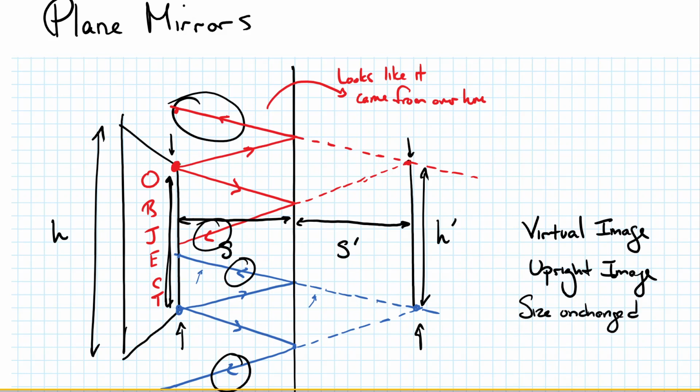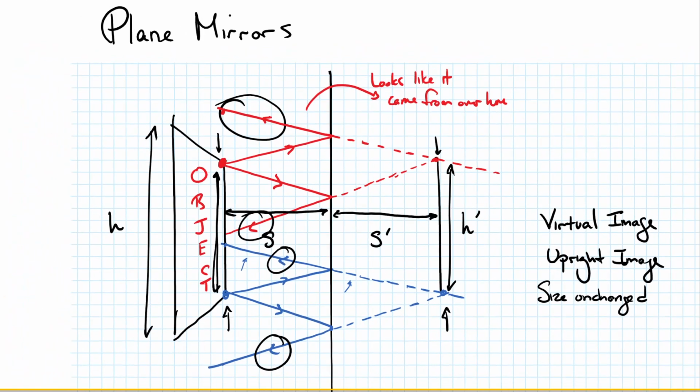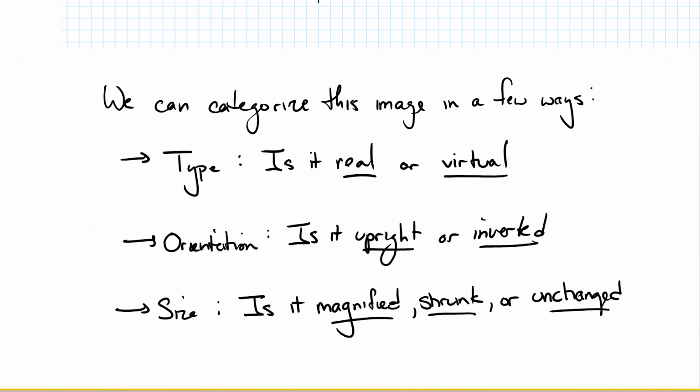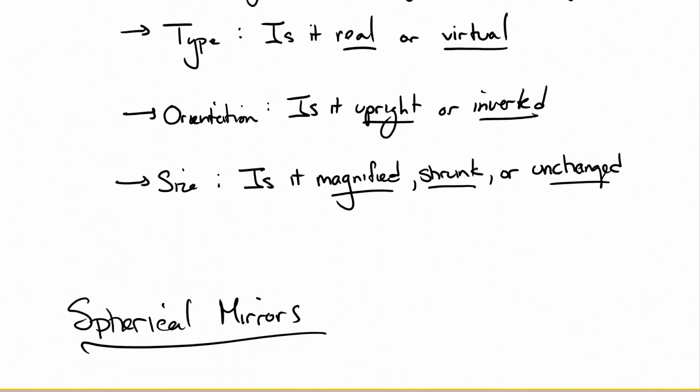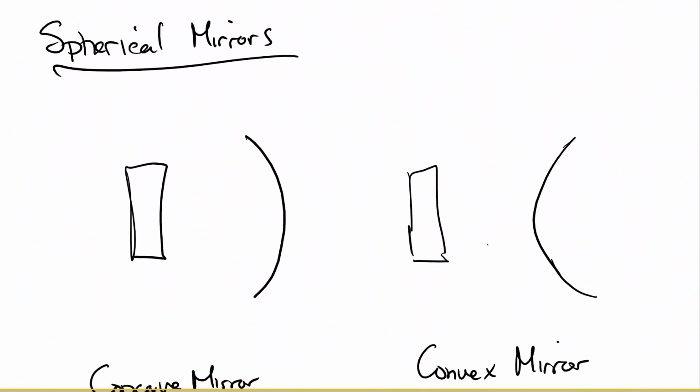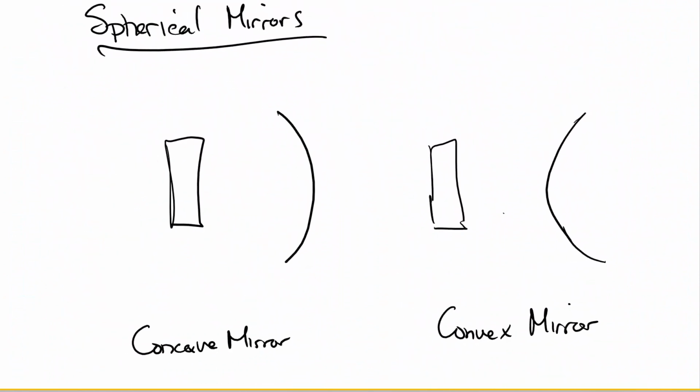We're going to be able to do this for any image we produce, whether it's from a plane mirror, a lens, or a spherical mirror, which is what we're going to come to next. We have two types of spherical mirrors, a concave mirror and a convex mirror. Concave, because it caves away from you. Convex, because it convexes towards you.